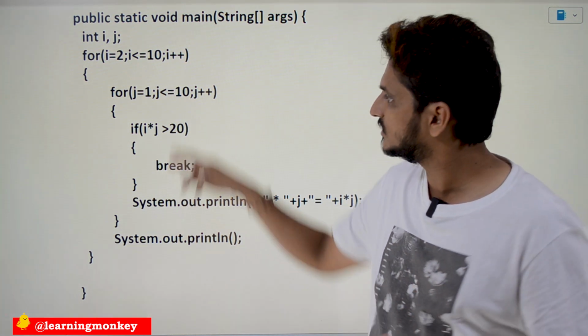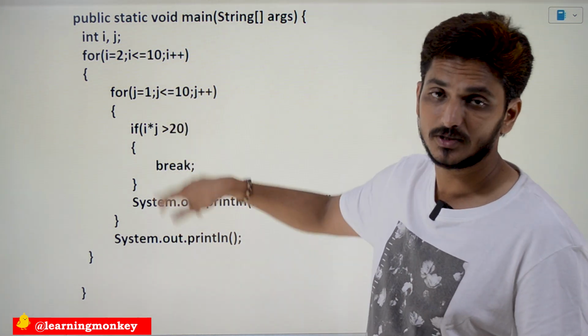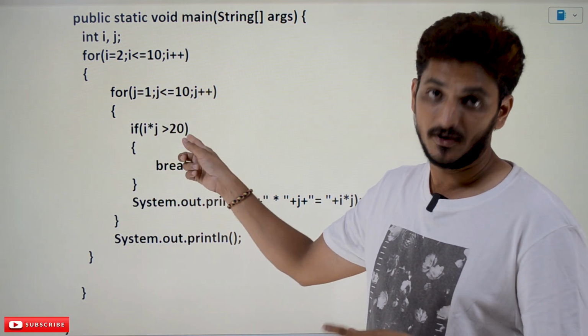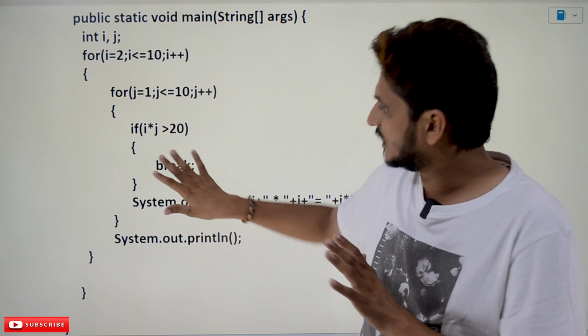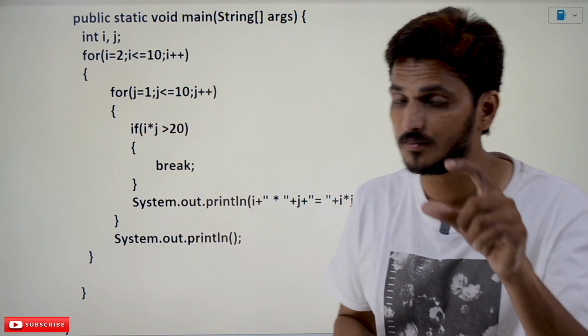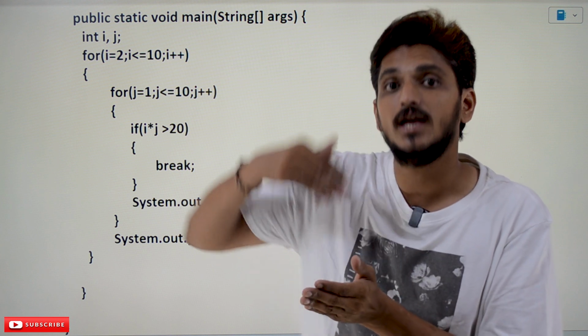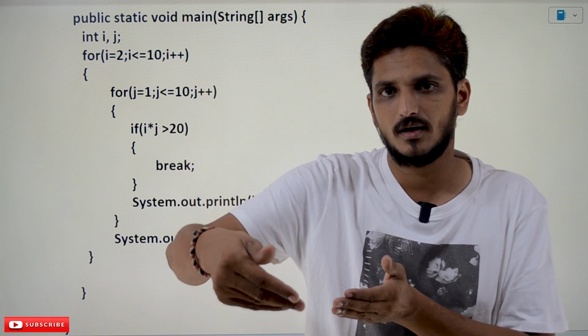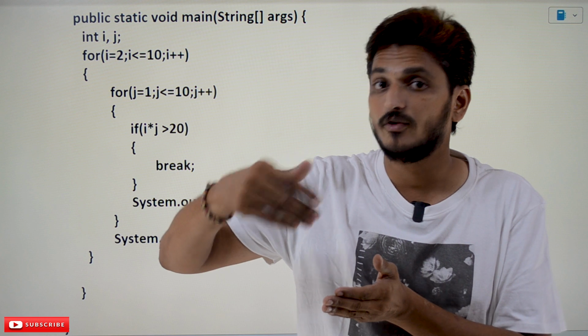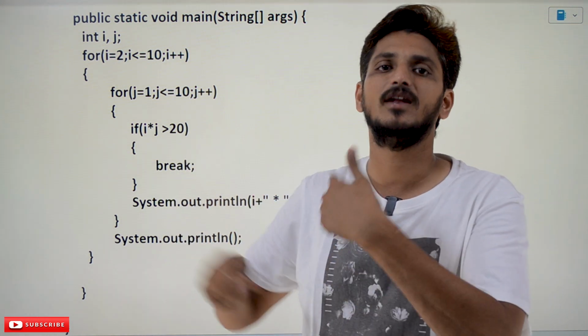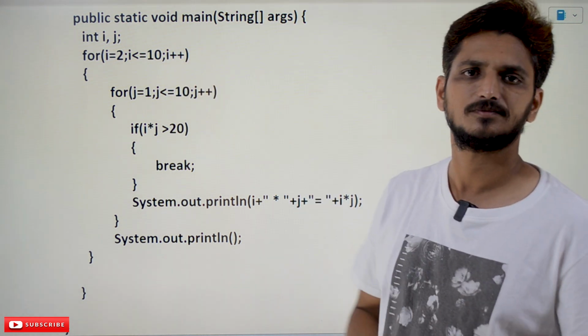So each time the inner loop is executed, it is going to check the condition i multiplied by j. If it is greater than 20, come out of this loop. Understand properly. Come out of this loop means we will come out of the inner loop. We are not coming out of the outer loop. Means the outer loop is going to be executed again with i plus plus.